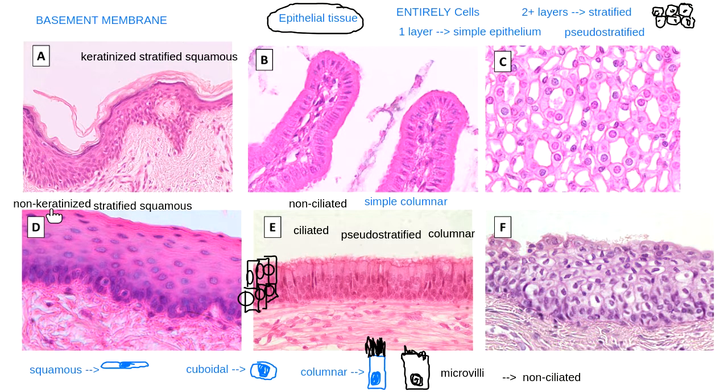Non-keratinized, alive and still very much attached. So these are my two types of stratified squamous epithelium. The difference between them: do you or don't you have that keratin protein? That'll tell me if you're alive or if you're dead.